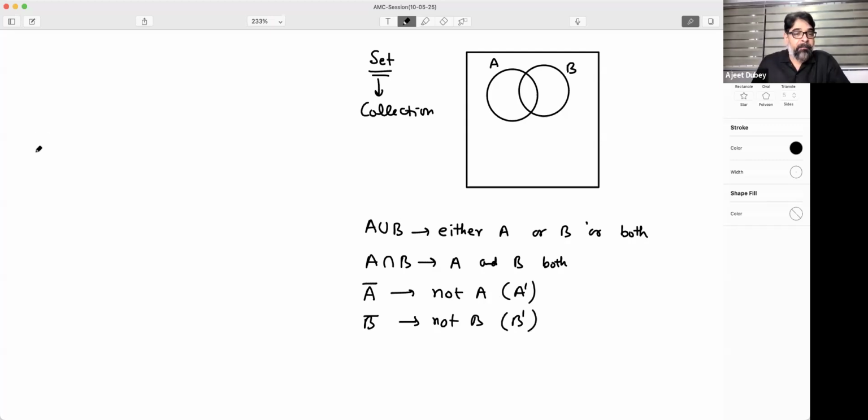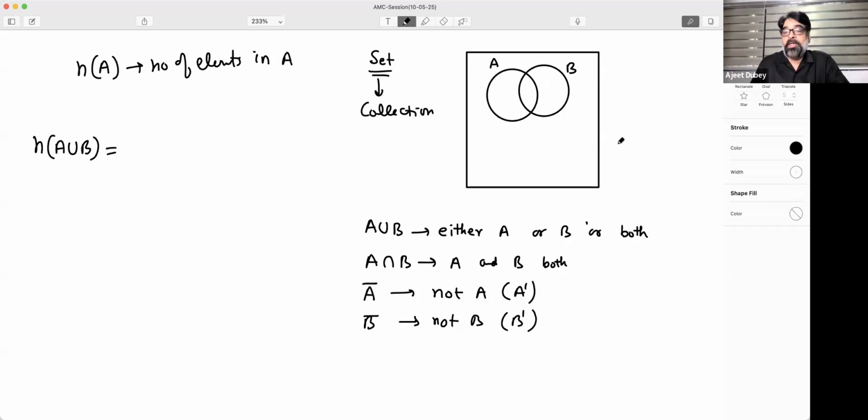If I say the number of elements in A union B, this is the way of writing. N, whenever we write N of some set or collection, it means the number of elements in it. So imagine N of A union B will be what? It means I want A completely, and I want B also completely. This is the area where A and B both are involved, which means these are elements that are part of A and also part of B. I hope you can understand?